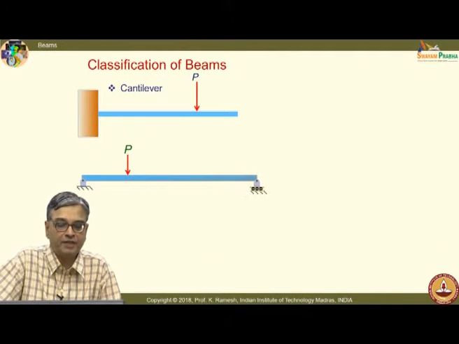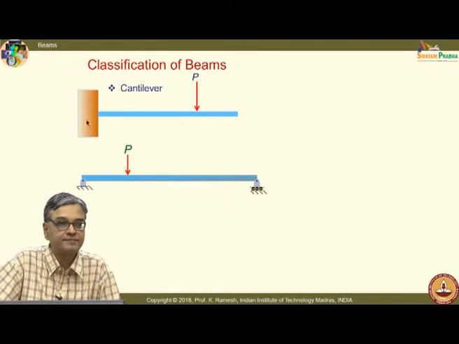And you have various classifications of the beams. Right now, you should be able to identify what is the support that I have shown on this. You can identify that this is a fixed support, and I have a slender member like this. I have an end load, and this has a particular name. This is called a cantilever.